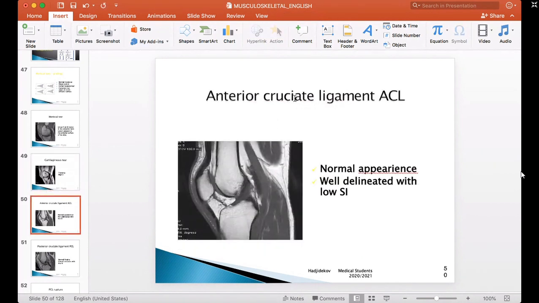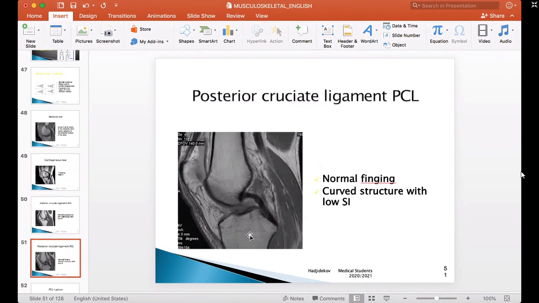The anterior cruciate ligament usually appears as a low signal intensity, well delineated lesion. This is the normal appearance of this ligament, which usually ruptures after major traumas like sport trauma or some other. And here is the posterior cruciate ligament, which is a normal finding in this example with the curves. This presents as a curved structure with low signal intensity.